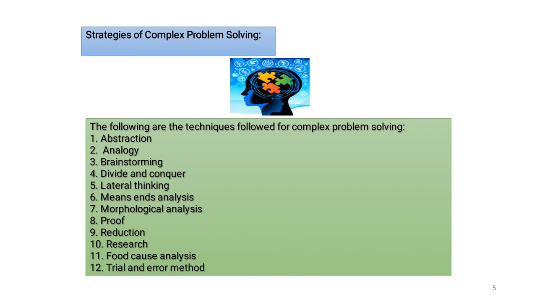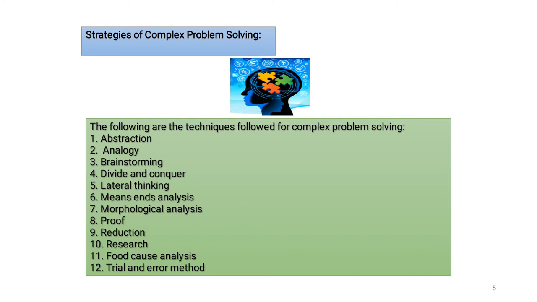The next one is brainstorming. Here, brainstorming is the process of suggesting a large number of solutions, combining and developing them until an optimum solution is found. That is brainstorming. Next is divide and conquer, which is very important and popular. So, breaking down a large problem into smaller units to ease the solving of it. It is divide and conquer. Then we have lateral thinking. Lateral thinking is where you approach solutions indirectly and creatively.